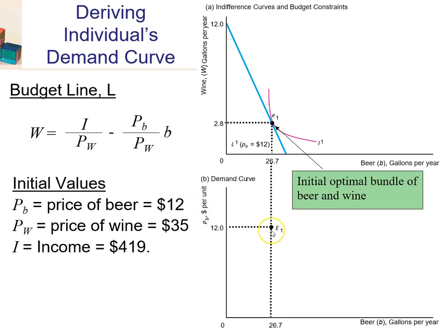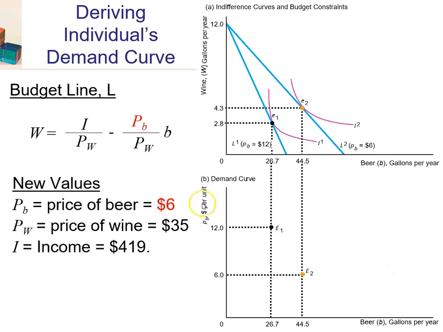Now, below it is a graph that has beer on the horizontal, again beer on the horizontal for both graphs, but this one tracks the price of beer, which is $12 in this example. So what we're going to do next is drop the price of beer. What happens to this budget constraint? It gets flatter. So now we can get a new optimal bundle on a higher indifference curve that is better than I1. So let's show you that next point.